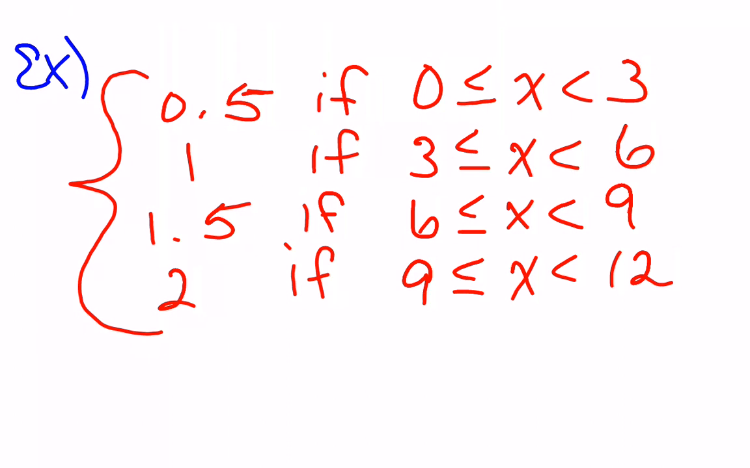Wow, what did we just write? Well, we wrote a piecewise function, but if I actually were to graph this, this would look like our step function that we saw, because it's not going to continuously go up. Between 0 and 3, it's just 50 cents regardless. Between 3 and 6, it's just $1 regardless.